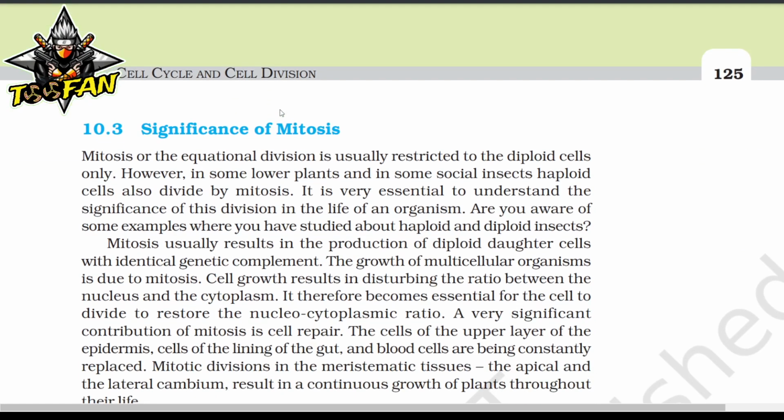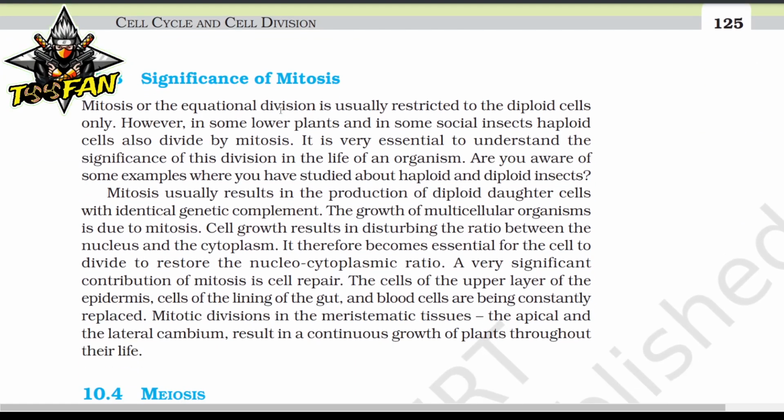Now, significance of mitosis. Mitosis or the equational division is usually restricted to the diploid cells only. However, in some lower plants and in some social insects, haploid cells also divide by mitosis. It is very essential to understand the significance of this division in the life of an organism. Are you aware of some examples where you have studied about haploid and diploid insects?